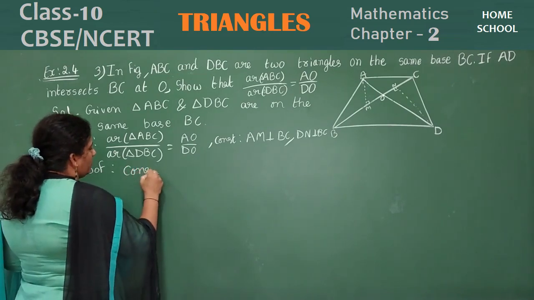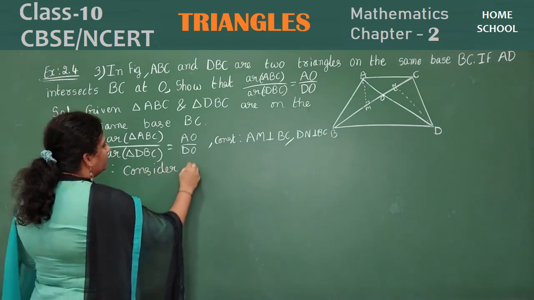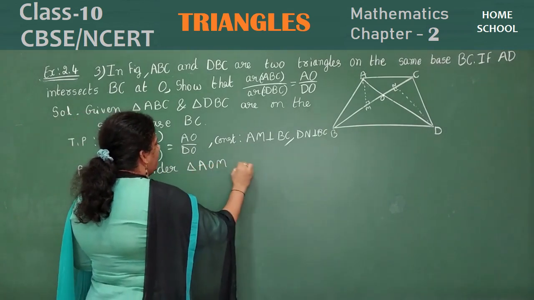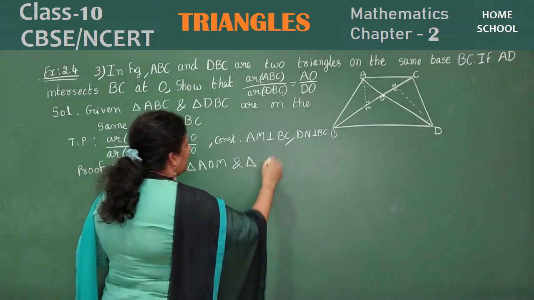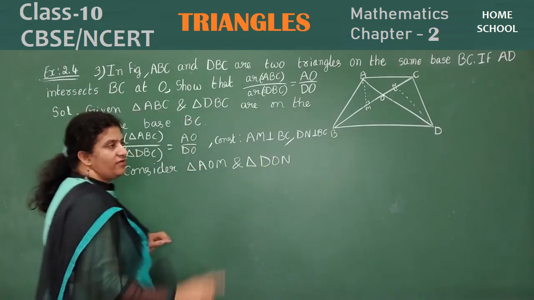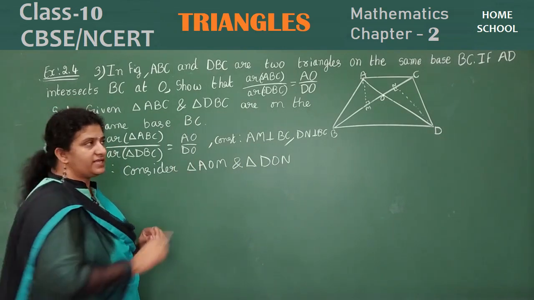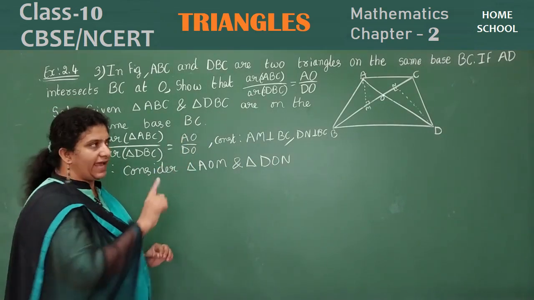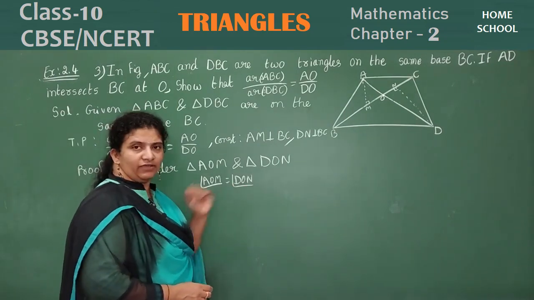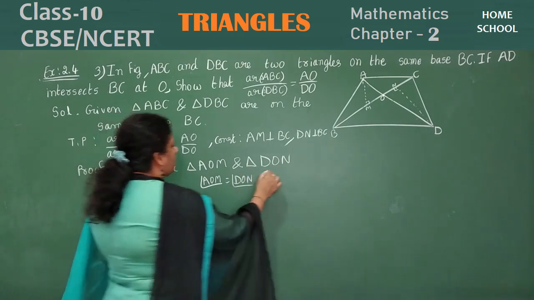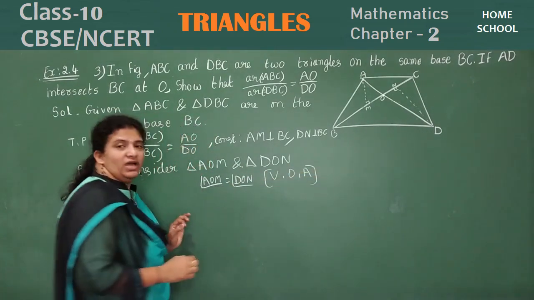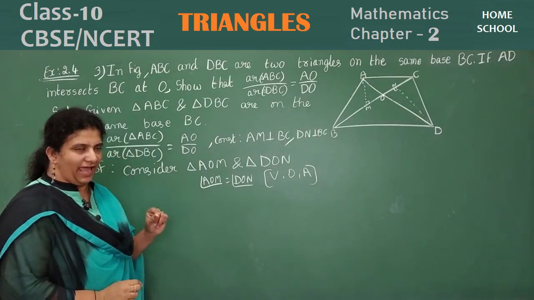Consider triangle AOM and triangle DON. From these two triangles, what can I say? Vertically opposite angles, angle O vertically opposite to one another. Angle AOM is equal to angle DON. How are we saying, children? By VOA. What is VOA? Vertically opposite angles.